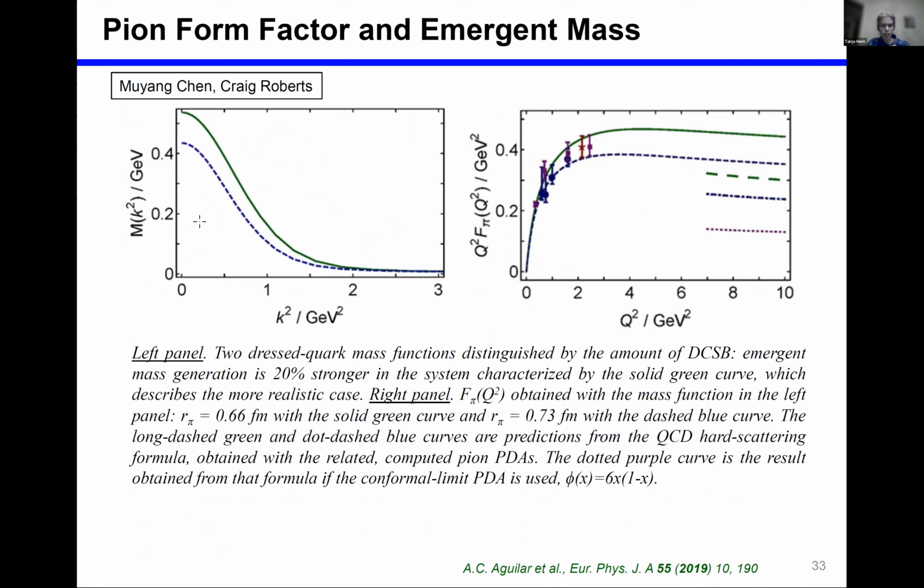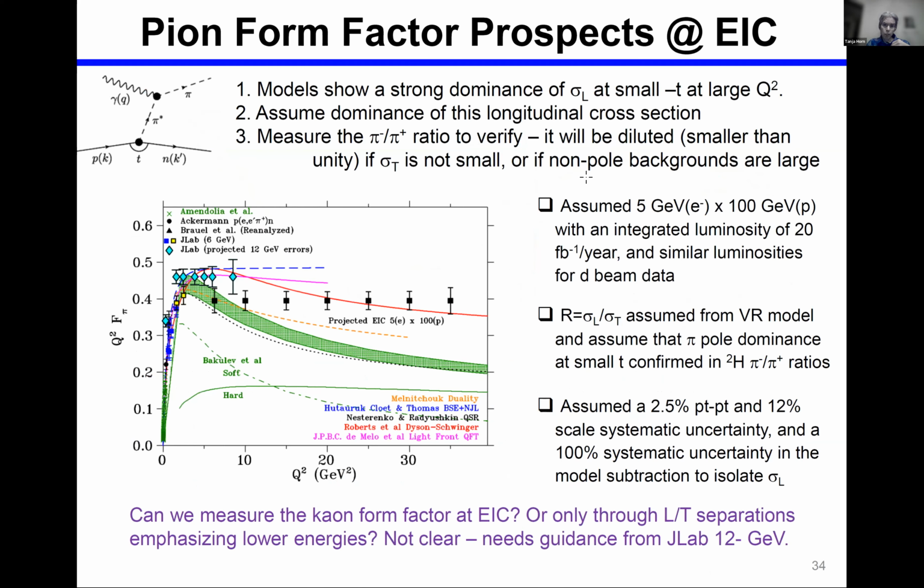It essentially shows that, depending on the degree of dynamical chiral symmetry breaking in your distribution amplitude, you can calculate the pion form factor. It will be different depending on how much dynamical chiral symmetry breaking goes into the distribution amplitude, and can then also be verified experimentally by making these measurements. So instead, I will just say the prospects for making these measurements at EIC.